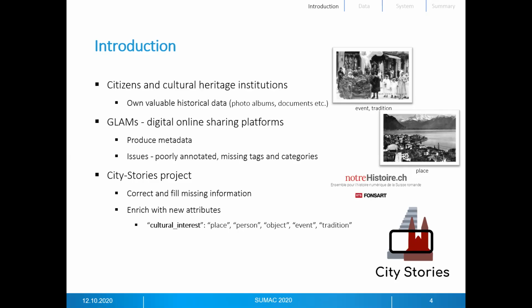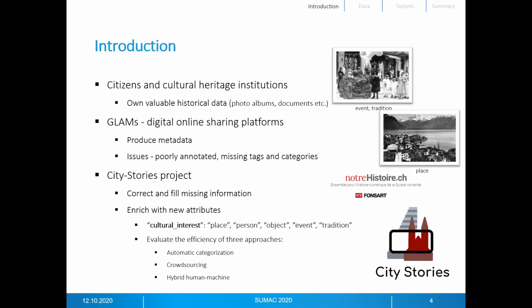Additionally, we consider enriching the metadata with new attribute named cultural interest. The objective is to categorize all images in one or more of the 5 categories: place, person, object, event, and/or tradition. As the amount of digitized collections increases rapidly, adding this information is very helpful when structuring and searching for data.